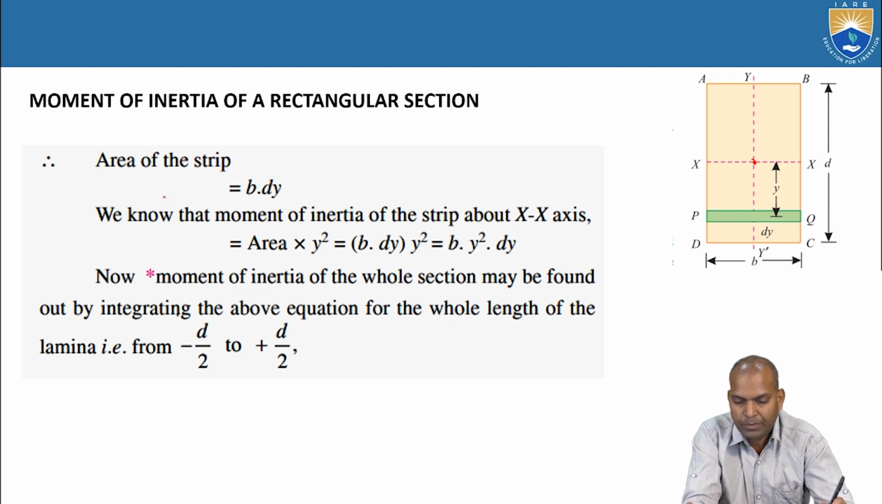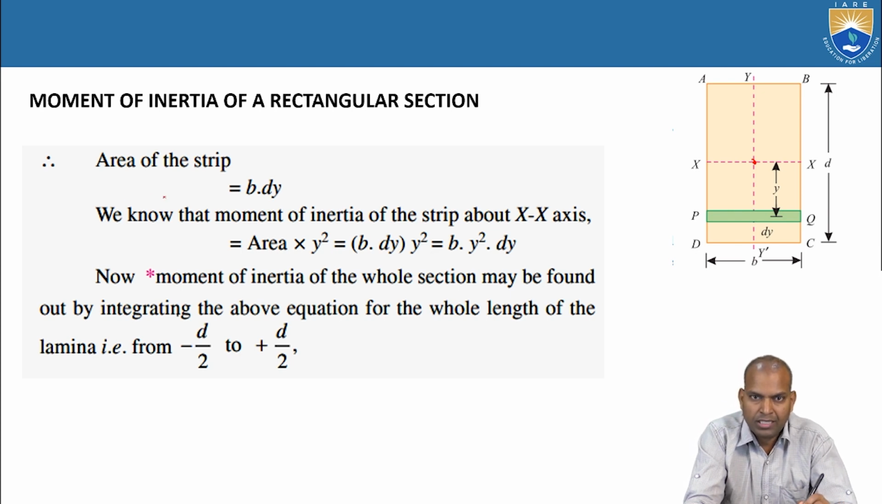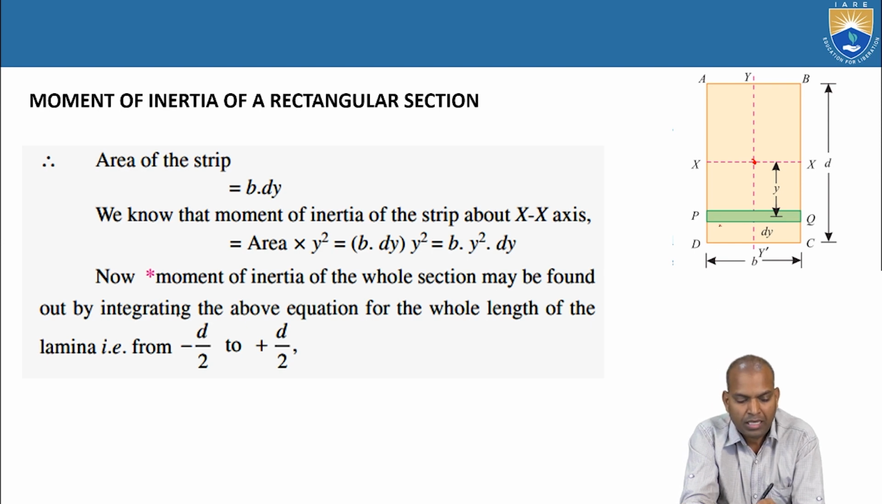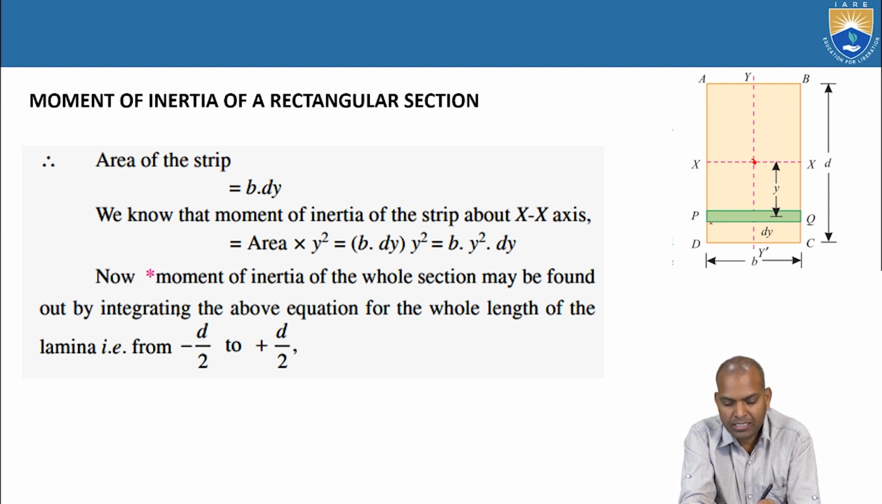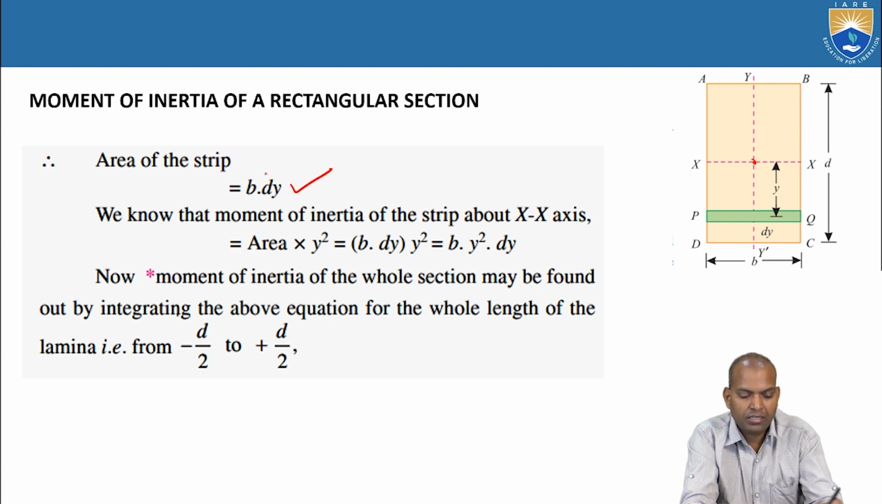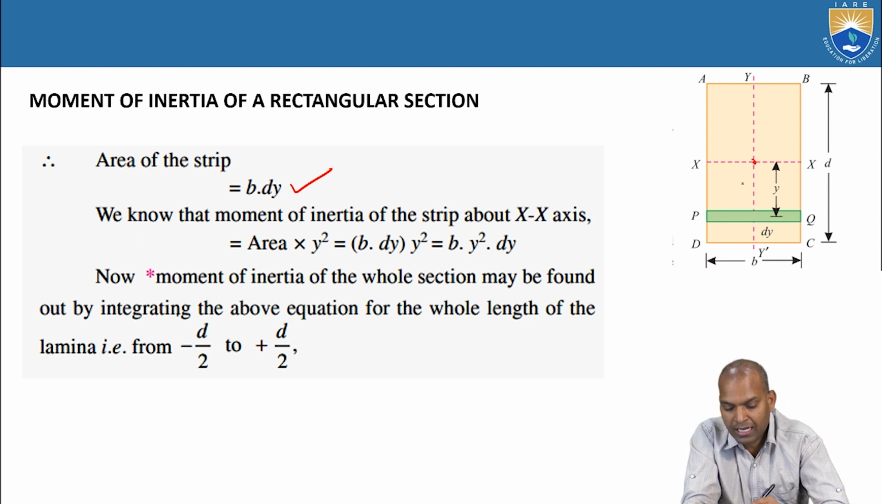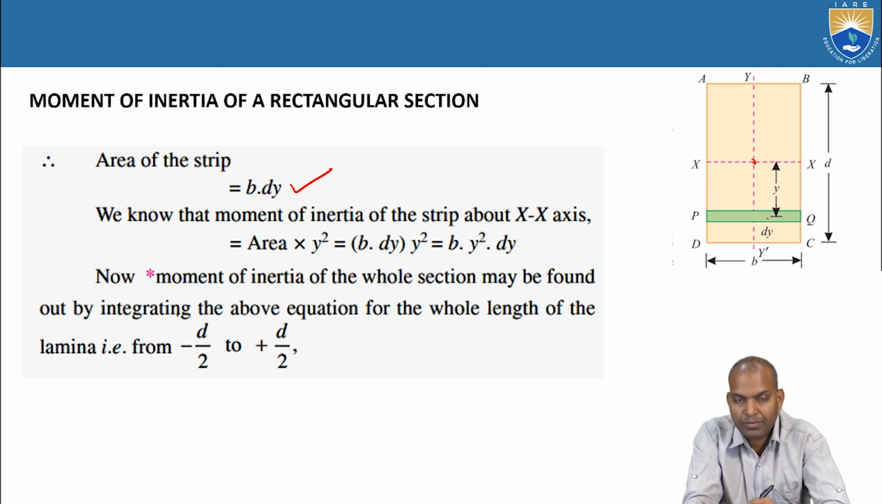Now we have to find the elemental area of the strip. The elemental area is denoted by PQ. The thickness of this elemental area is dy, the width is b, so b dy is the elemental area of the strip. Now we know the concept: the moment of inertia of the strip about the x-axis is dA times the distance from the x-axis to the elemental area, that is y, dA times y square.